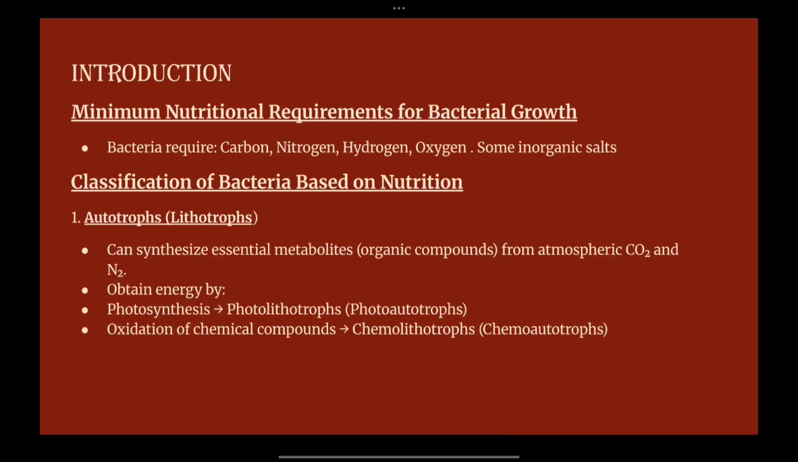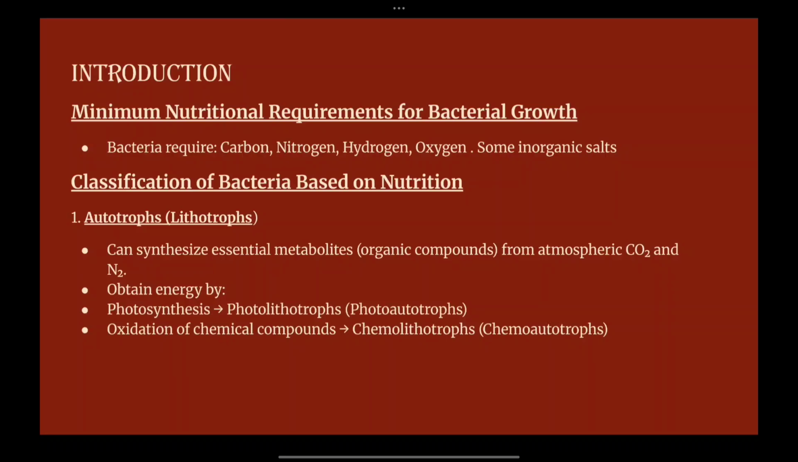The introduction part of bacterial nutrition and growth. So the minimum nutritional requirements for bacterial growth are carbon, nitrogen, hydrogen and oxygen, which act as the 4 basic elements for the growth of bacteria. Some inorganic salts might also be involved in the bacterial growth.